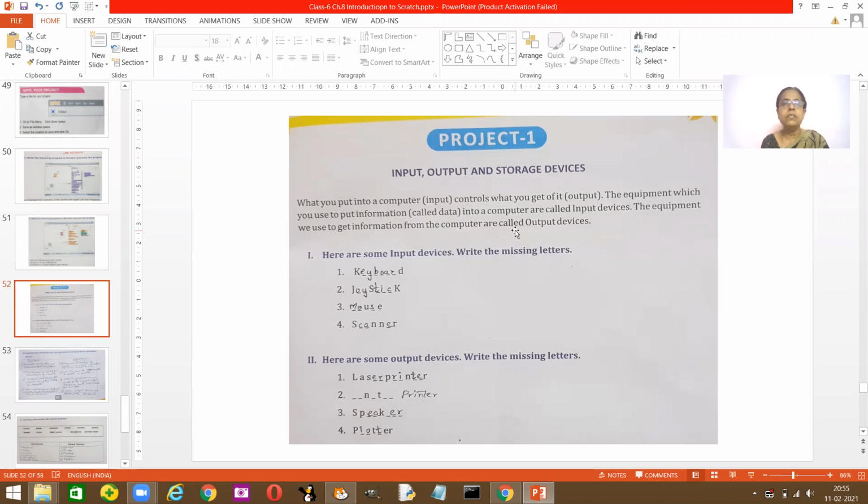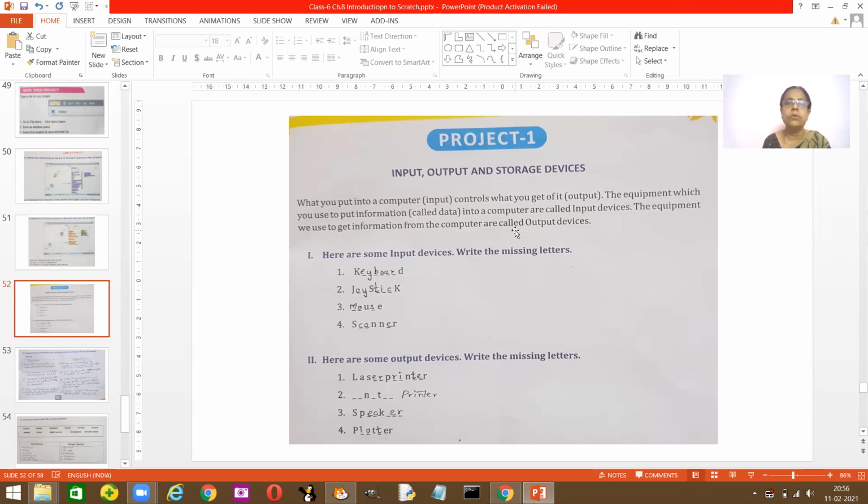So here the question says, what you put into a computer, that's called input. It controls what you get out of it. It is your output. The equipment which you use to put information, those things that you put into the computer, they are called as data. So data is put into your computer, and whatever you're using to enter this data into your computer, they're called as the input device. The equipment that we use to get the information from the computer, they are called as the output devices.